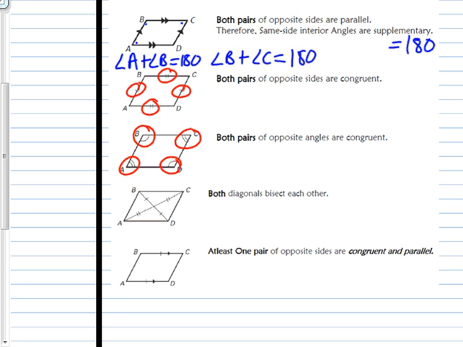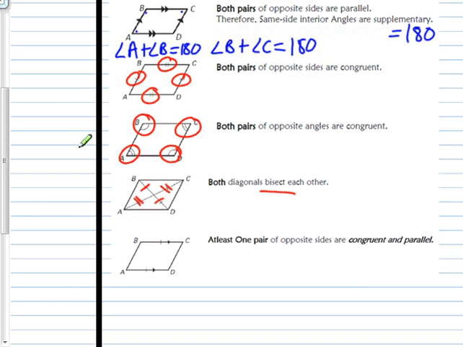Next one, both diagonals bisect each other. Now this does not mean that AC is equal to BD. That's not what this means when it says that bisect each other. It means that they cut each other in half. So when BD intersected AC, BD got cut in half, and AC is now in 2 equal parts. Okay? That's what it means by they bisect each other, not that they're congruent to each other. So if you see a shape where the diagonals bisect each other, then that means it is a parallelogram.